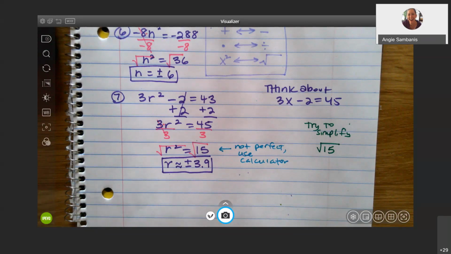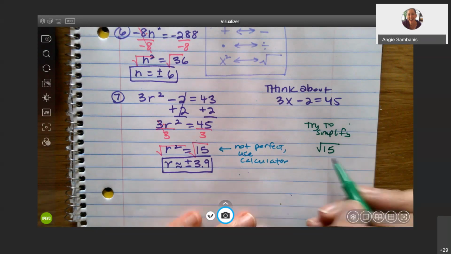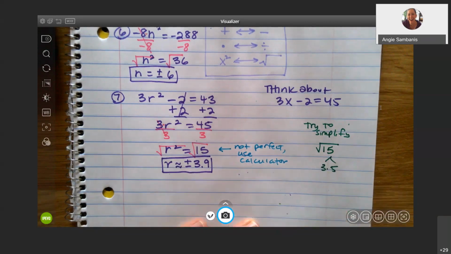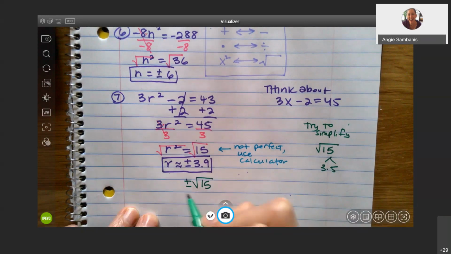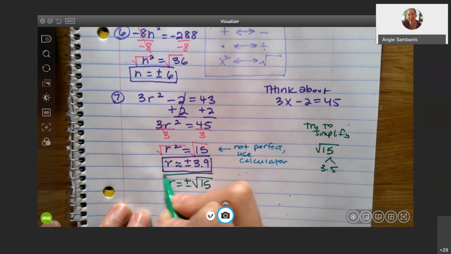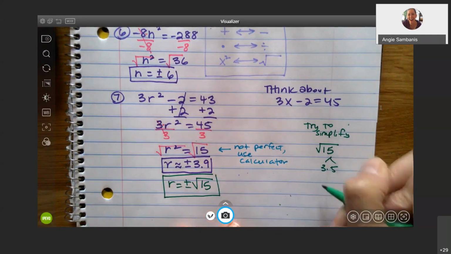Okay, yeah, times. Any perfect squares in here? No, right? It's just 3 times 5. None of these are perfect squares. There's no pairs of numbers. So again, this is simplest form. There's nothing, there's no perfect squares. There's no pairs of numbers.